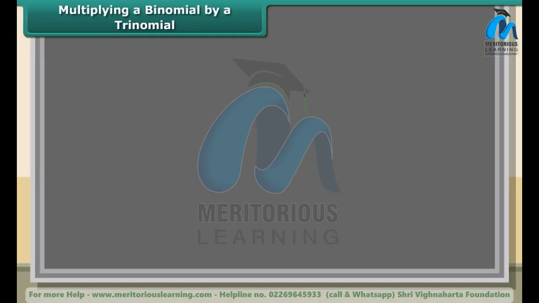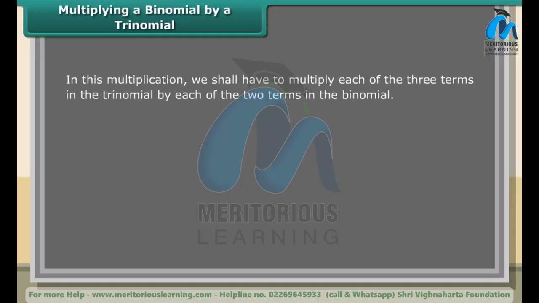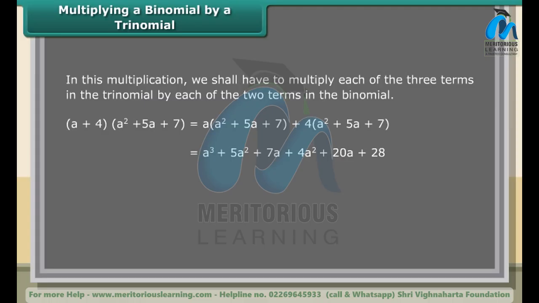Multiplying a binomial by a trinomial. In this multiplication, we shall have to multiply each of the 3 terms in the trinomial by each of the 2 terms in the binomial. (a plus 4) into (a squared plus 5a plus 7) is equal to a into (a squared plus 5a plus 7) plus 4 into (a squared plus 5a plus 7), which is equal to a cubed plus 5a squared plus 7a plus 4a squared plus 20a plus 28, which equals a cubed plus 9a squared plus 27a plus 28.